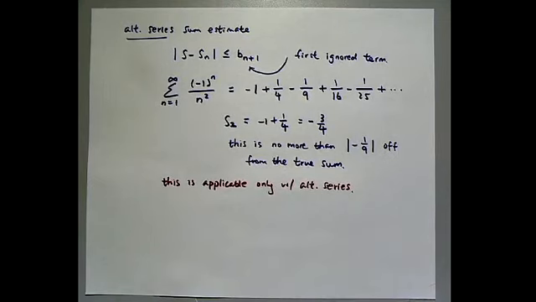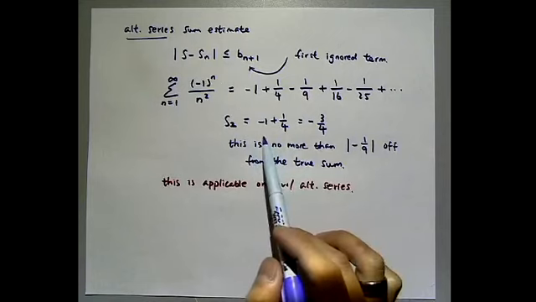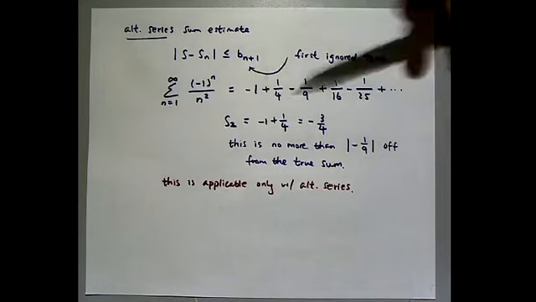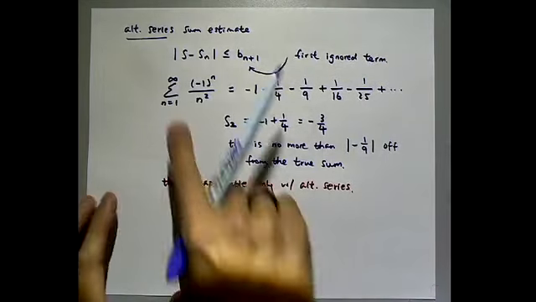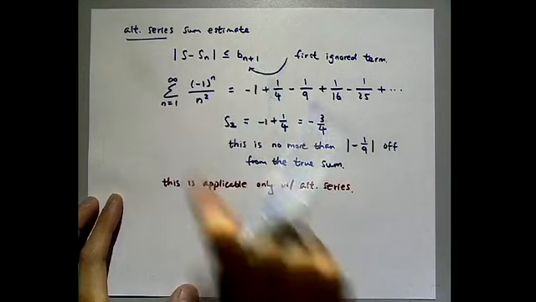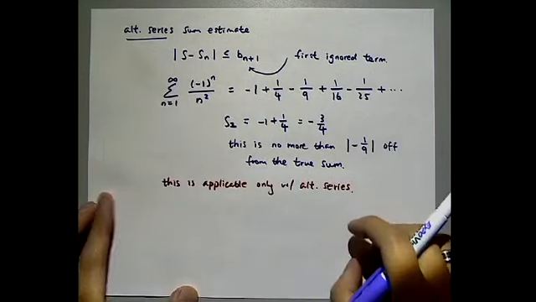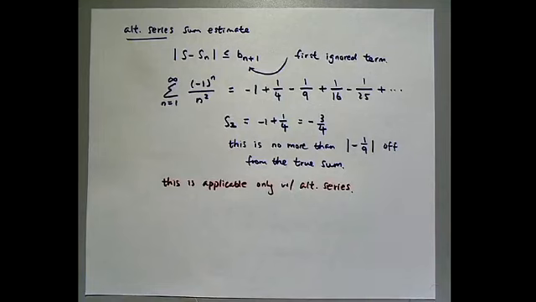Yeah? You said that S2 is the first two terms. If you started the series at 0, would it be n equals 0, n equals 1, or n equals 1, n equals 2? You need to count how many you're adding no matter where you start. All right. So I could start at 5, and then I would count the first 2, regardless of what I started with. Okay? Questions on this?